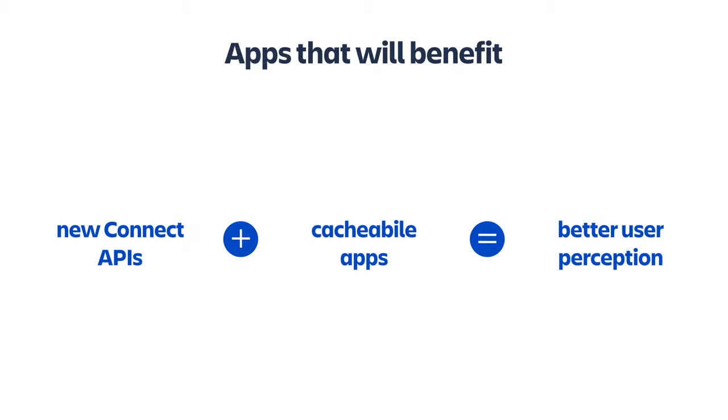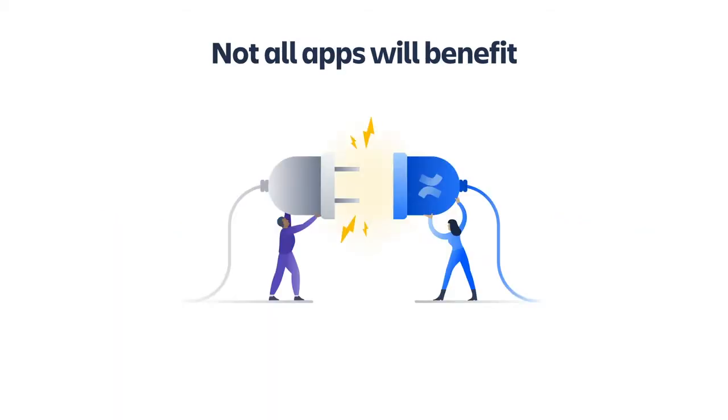So putting together the previous slides, this talk presents new Connect APIs that will allow cacheable apps to load much faster than they do today. In fact, with a few changes to apps, many app iframes will start appearing instantly, which is what users expect of a modern web application. It should be noted, however, that taking advantage of these APIs will be easier for some apps than others. It depends on the architecture of the app and specifically its cacheability.